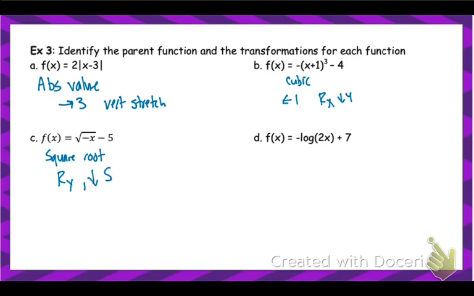And the last one is log. Okay, that's the log graph. What's inside your parentheses is the horizontal change. Remember, this is backwards. Okay, this is a horizontal compression. Then what's outside the log, those are your vertical changes. Reflect over the x and up 7.